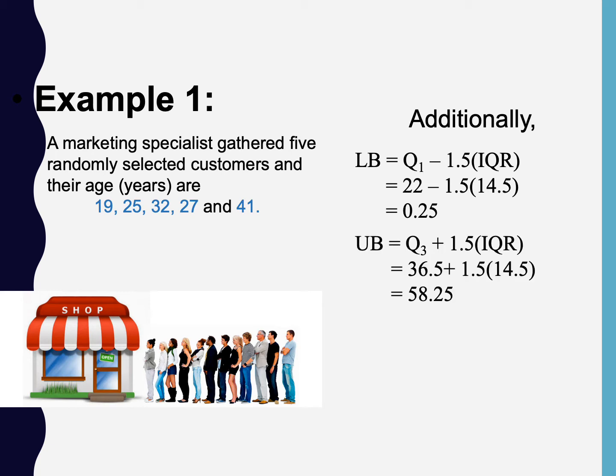Similarly, for the upper bound of your dataset, that would be Q3 plus 1.5 of the IQR. So Q3 is 36.5 plus 1.5 times the IQR, which is 14.5. The upper bound is equivalent to 58.25.